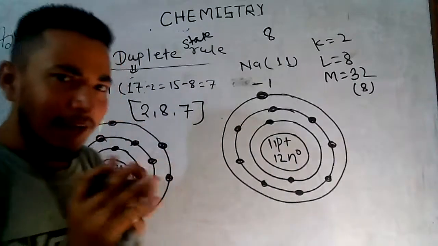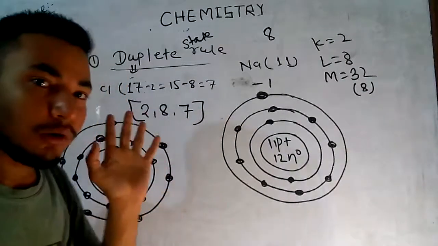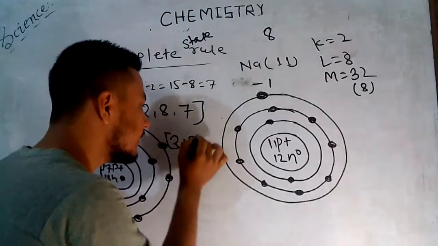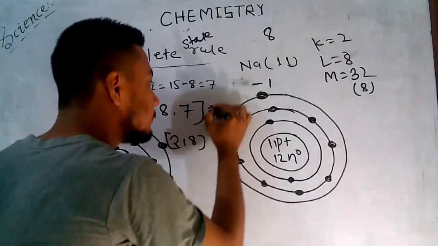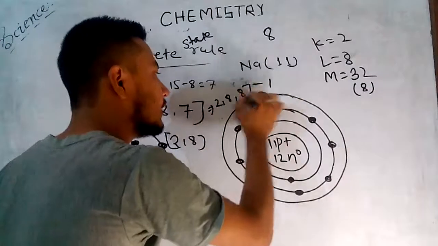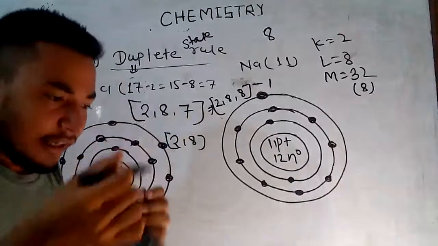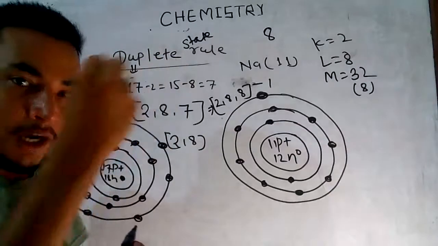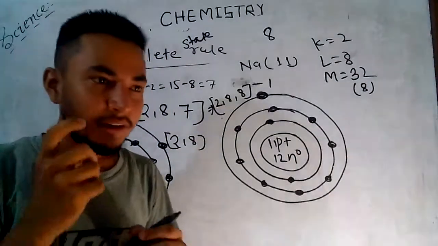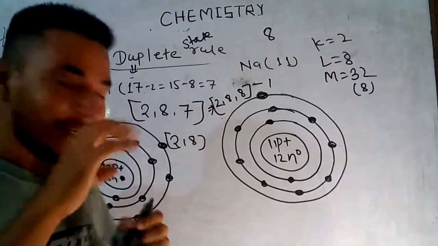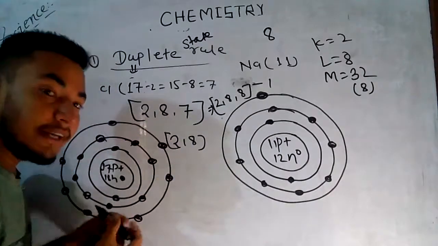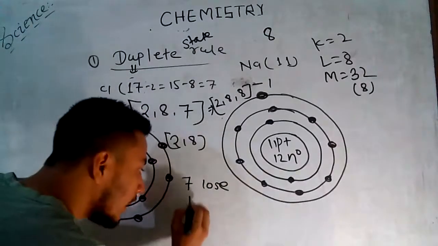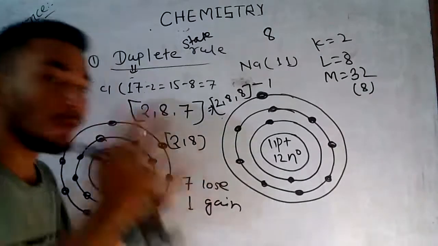Tell me, does chlorine lose 7 electrons to gain this electronic configuration, or gain 1 electron to become this electronic configuration? Which one is easier? Is losing 7 electrons easier, or is gaining 1 electron easier? Which one is more possible?